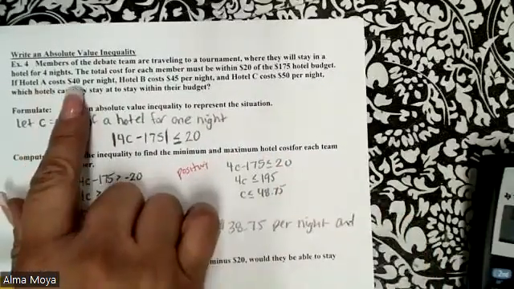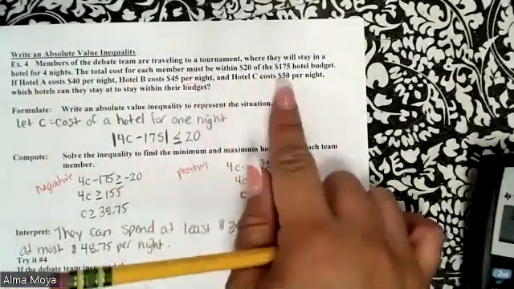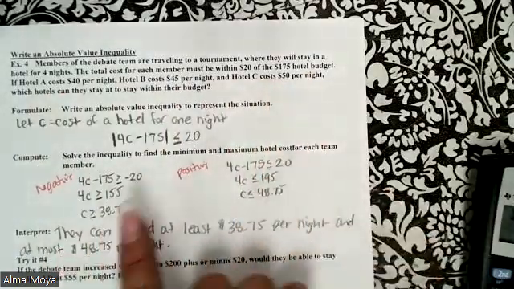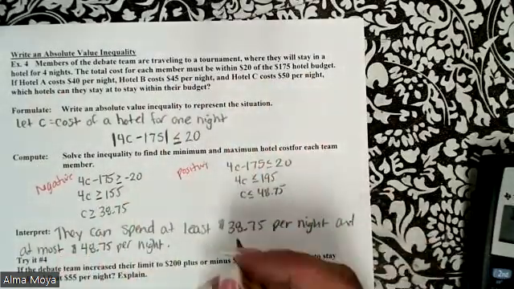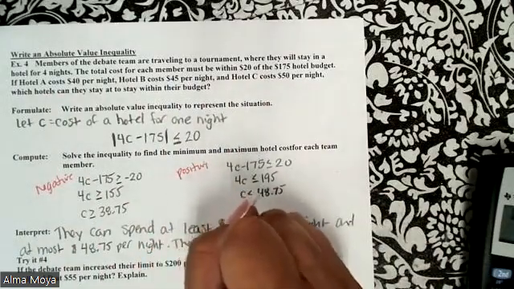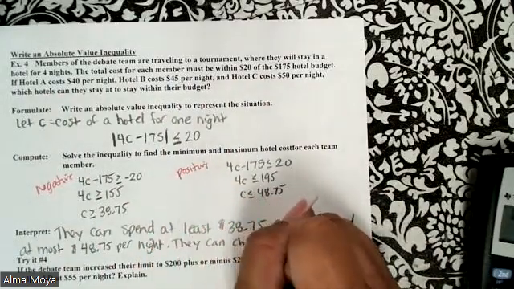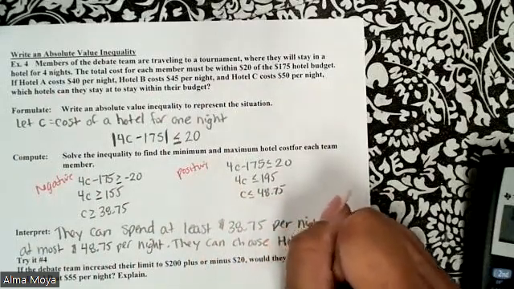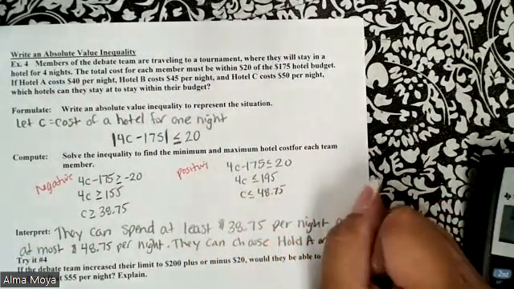Remember, Hotel A was 40 bucks, Hotel B was 45, but Hotel C is 50. 50 is not in this range. So they can only stay at Hotel A or B. They can choose Hotel A or Hotel B.